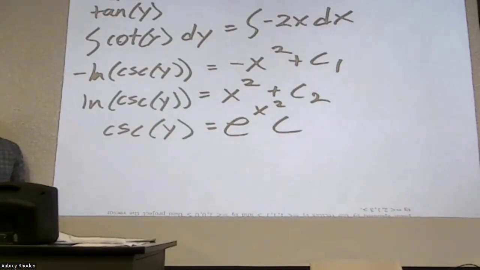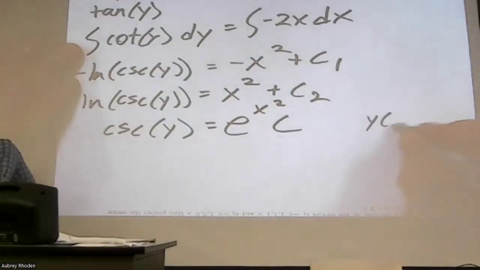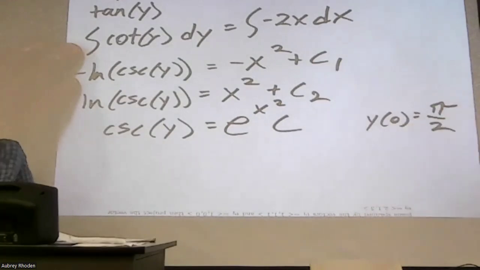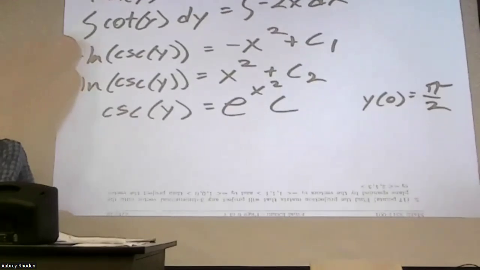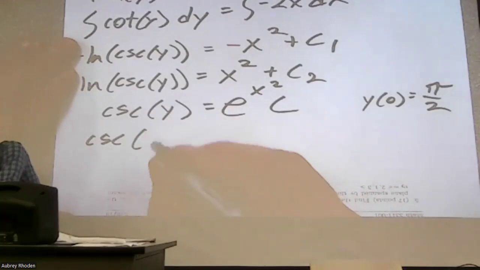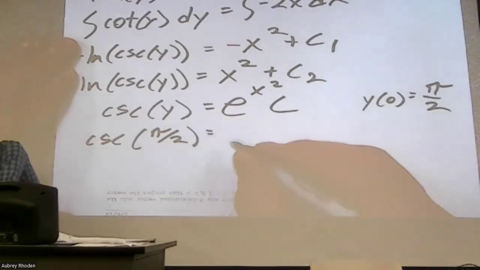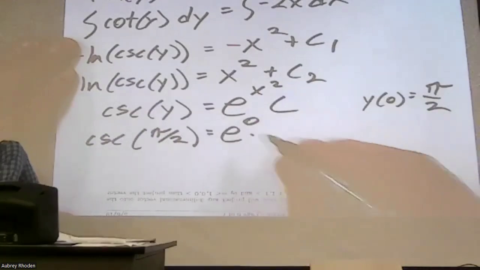Okay. And then we're going to use the condition that y of 0 equals pi over 2. So that means that cosecant of pi over 2 equals e to the 0 times c.